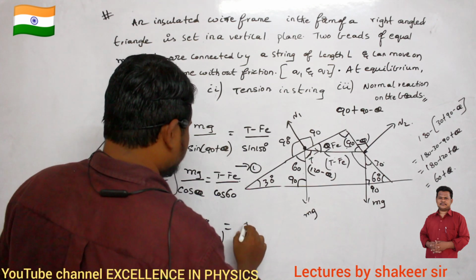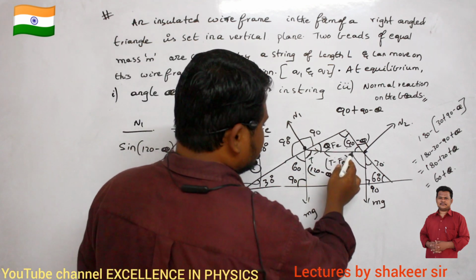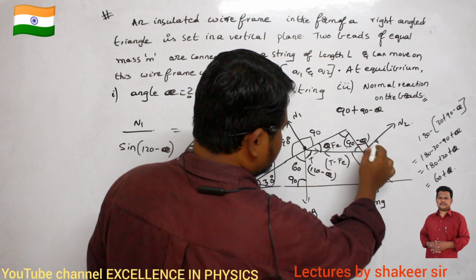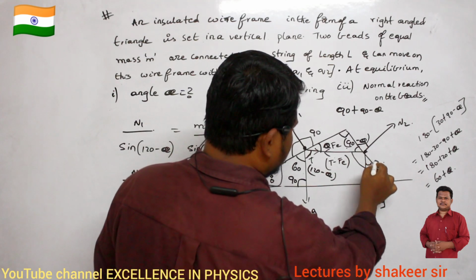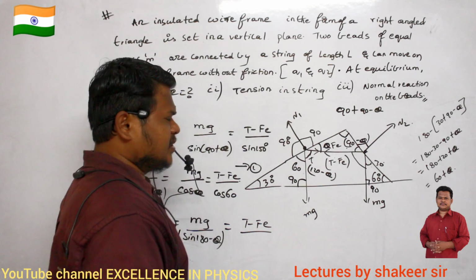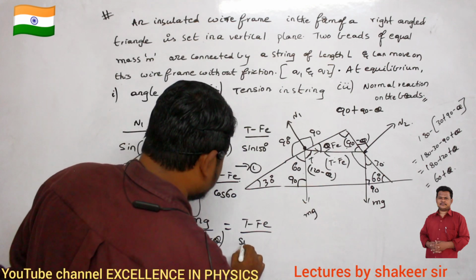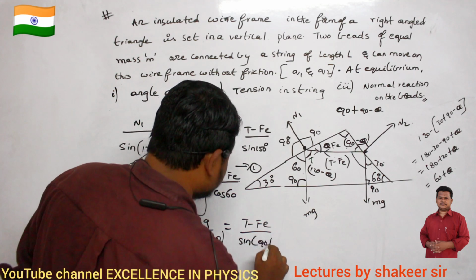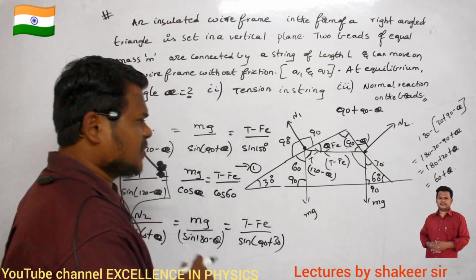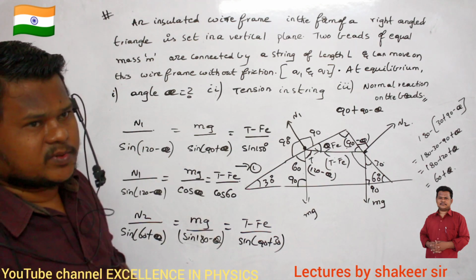Similarly, what is the one more force? T minus Fe. So this is T minus Fe. Then what is the opposite angle? This becomes the total opposite angle. So 90 plus 30. 90 plus 30 is how much? 120. So I can write sine of 90 plus 30. Have you understood up to here? Come on, make a note of this, then we will rub this board. Come on.